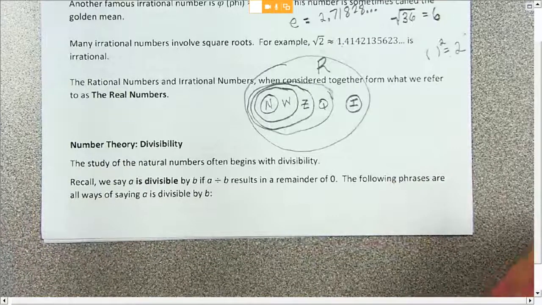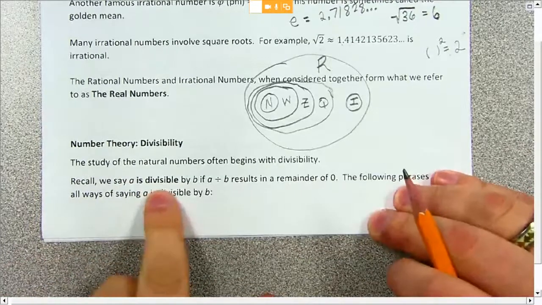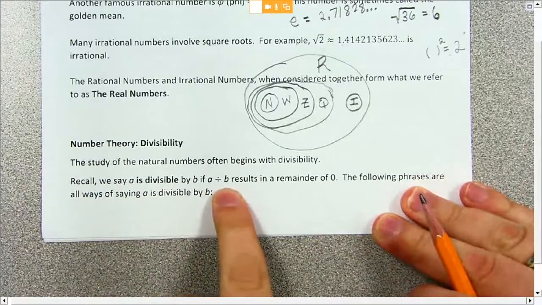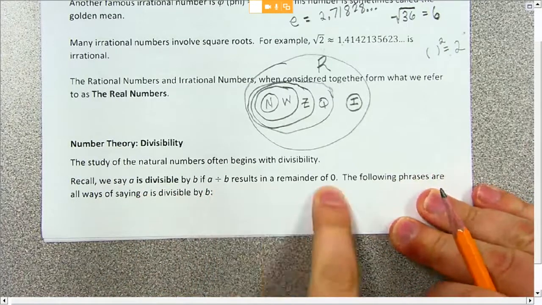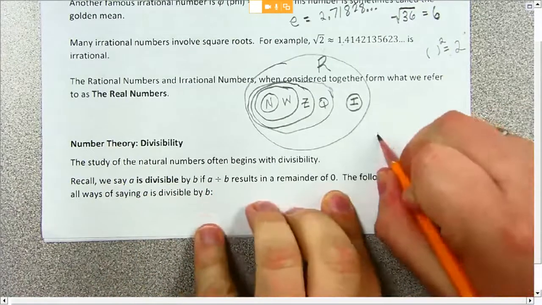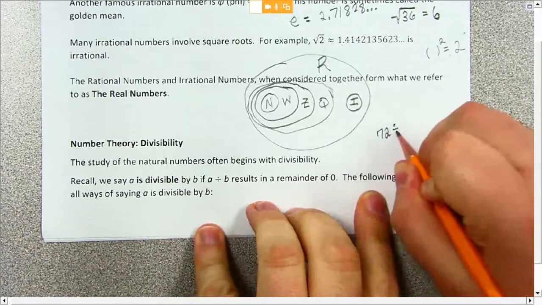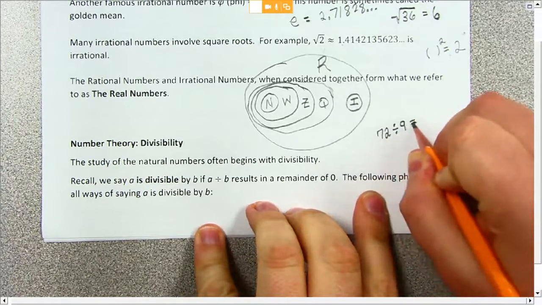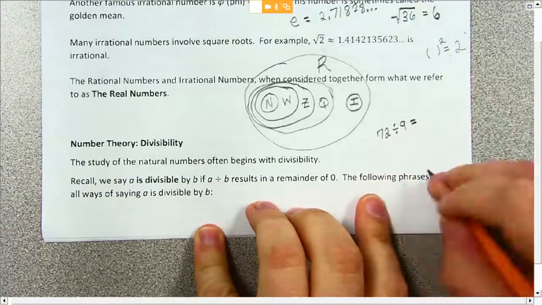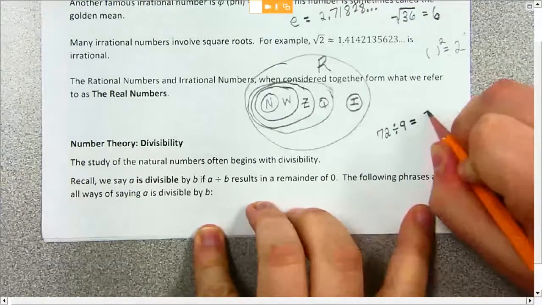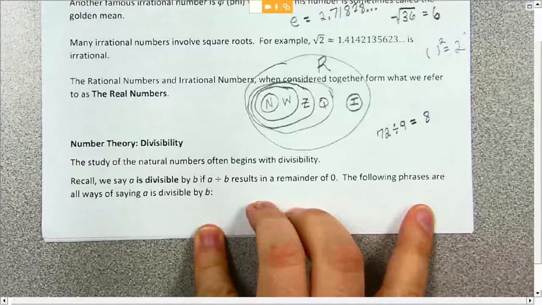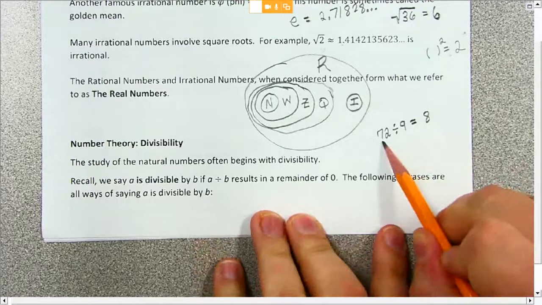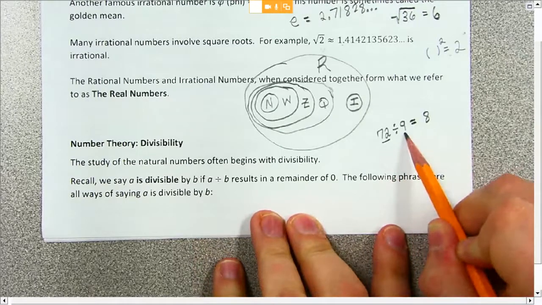So, usually, the study of number theory begins with divisibility, okay? We say that A is divisible by B if A divided by B results in a remainder of 0, right? So for example, if I say 72 is divisible by 9, I can say that because what is 72 divided by 9? 8, and there's no remainder, right? There's nothing after the decimal, or if you do long division, there's no remainder. So I can say that 72 is divisible by 9.